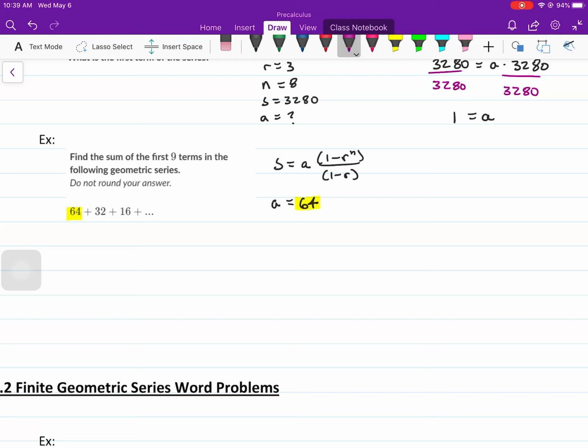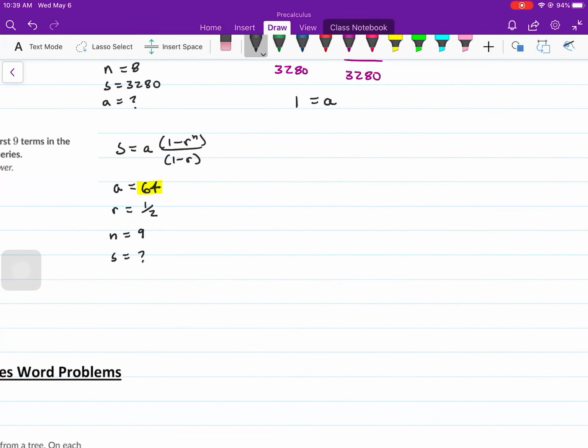And then our common ratio, what are we multiplying by each time? Well, you can see it's getting cut in half, right? So we're multiplying by 1/2 or 0.5. It's up to you. So we'll put r equals 0.5. A little easier than dealing with a fraction. Or why don't we just put a fraction just so we can see how it looks in Desmos when we enter it. So I'll put 1/2. And they said that we're going to go 9 terms with this, and we're looking for the sum. So just plug that right into our formula. So s equals our first term, which is 64, times 1 minus 1/2 to the 9 over 1 minus 1/2.